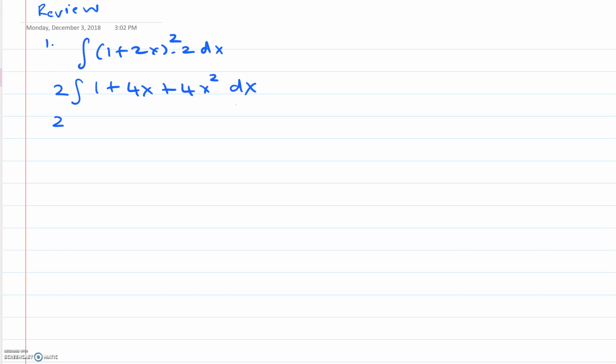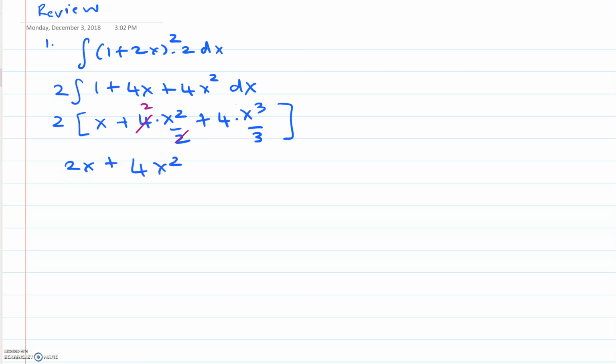And then integrating term by term, this will become x + 4 times x squared by 2 + 4 times x cubed by 3. And distributing the 2, you will have 2x plus, this would cancel, 4x squared + 8 by 3 x cubed + c. You could have done this, or you could have done the same problem using substitution.